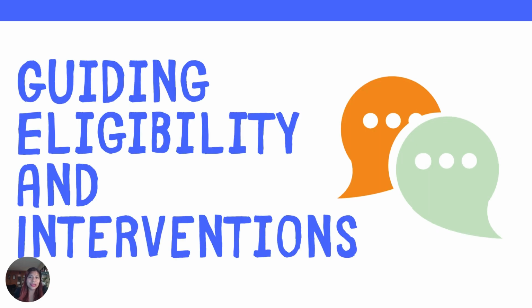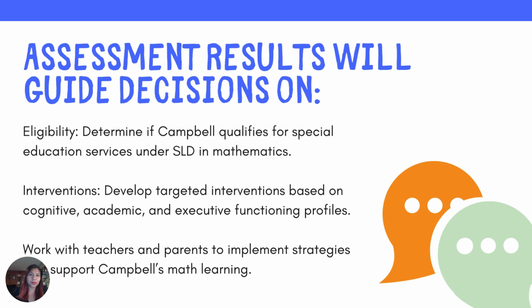After gathering all this data, the next step is to use the results to guide our decisions on eligibility and interventions. The results from these assessments will help determine whether Campbell qualifies for special education services under the category of specific learning disability in mathematics. They will also guide us in developing targeted interventions based on her cognitive, academic, and executive functioning profiles. We'll collaborate closely with her teachers and parents to implement strategies that support Campbell's learning and overall success.